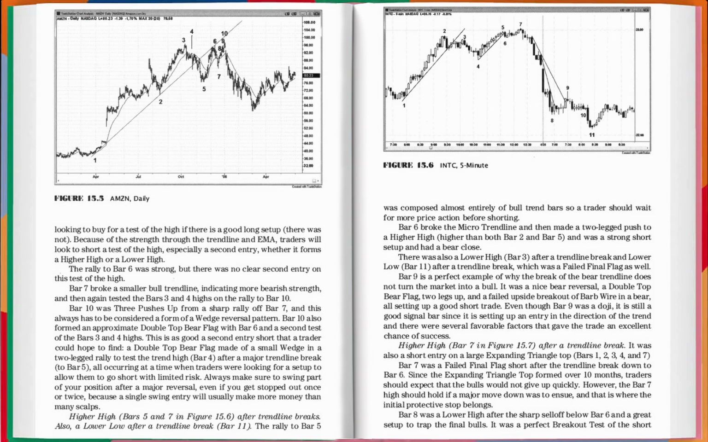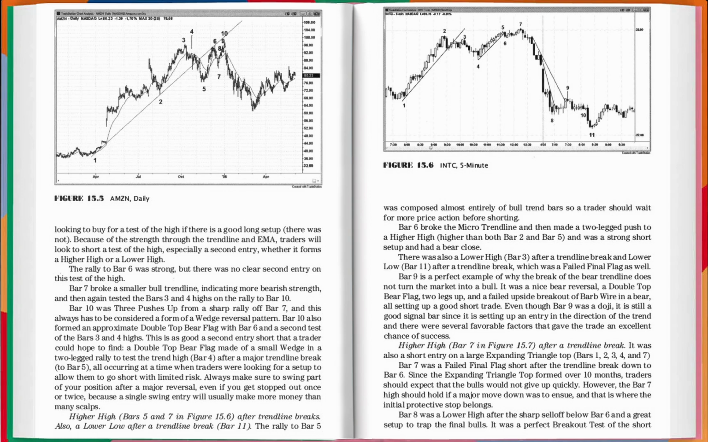There was not. Because of the strength through the trendline and EMA, traders will look to short a test of the high, especially a second entry, whether it forms a higher high or a lower high. The rally to bar 6 was strong, but there was no clear second entry on this test of the high. Bar 7 broke a smaller bull trendline, indicating more bearish strength, and then again tested the bars 3 and 4 highs on the rally to bar 10.